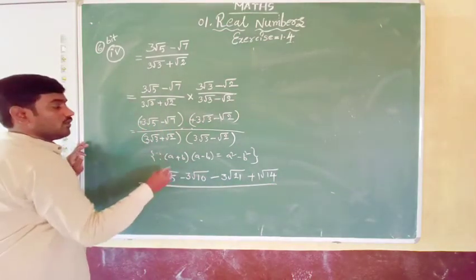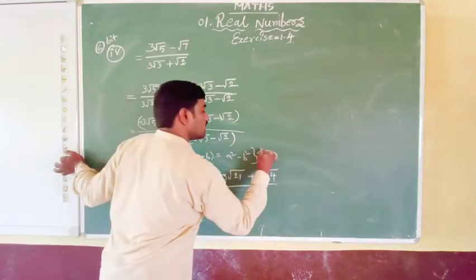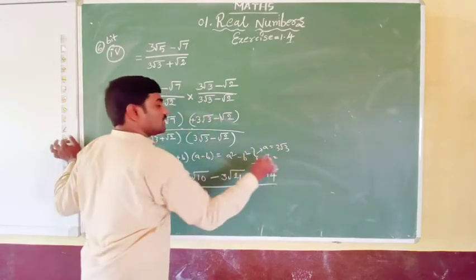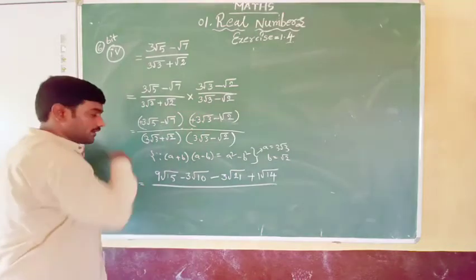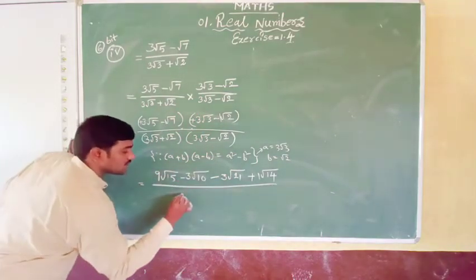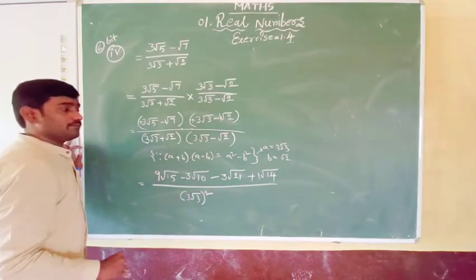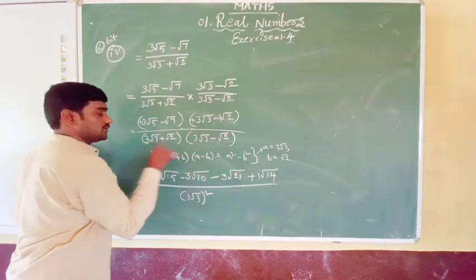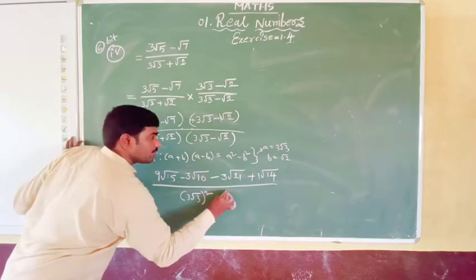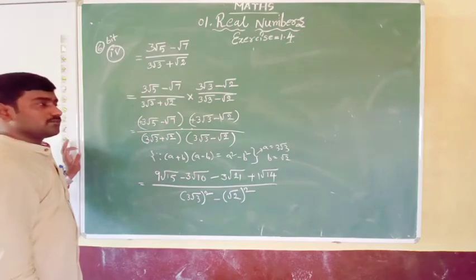Whole by, see that, what is the a value? The a value is 3√3, and the b value is √2. Then let us do it in the a² − b² form. That means a² is (3√3)² minus b², that is (√2)². Simple.